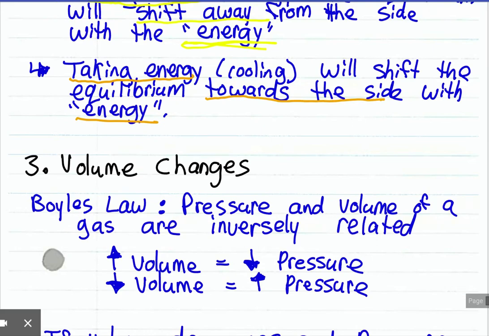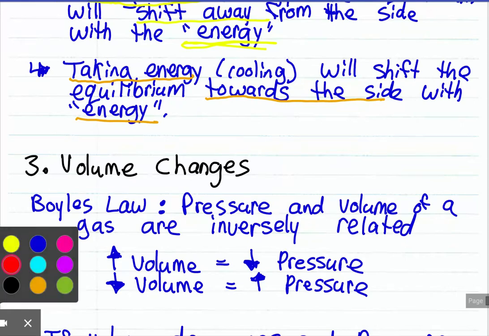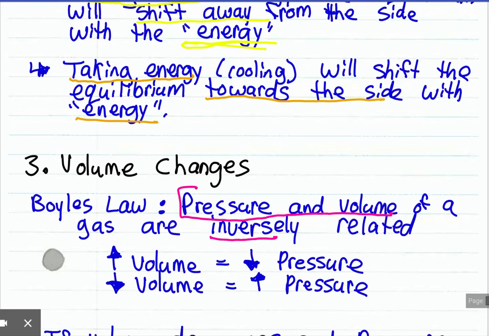Now, some of you in 3U might have learned Boyle's Law. I don't really care if you know Boyle's Law, but what I want you to be aware of is that pressure and volume are inversely related, which means the more volume you have, there is less pressure. And if you have a smaller volume, there is more pressure.